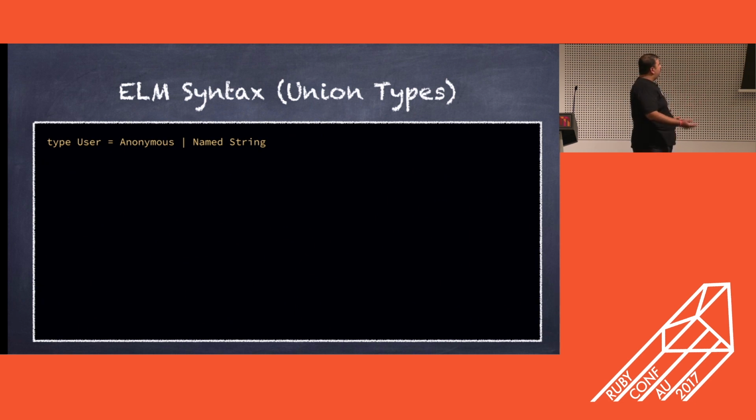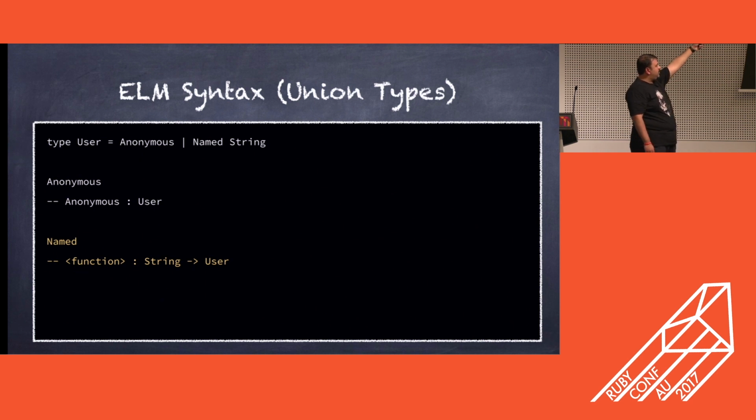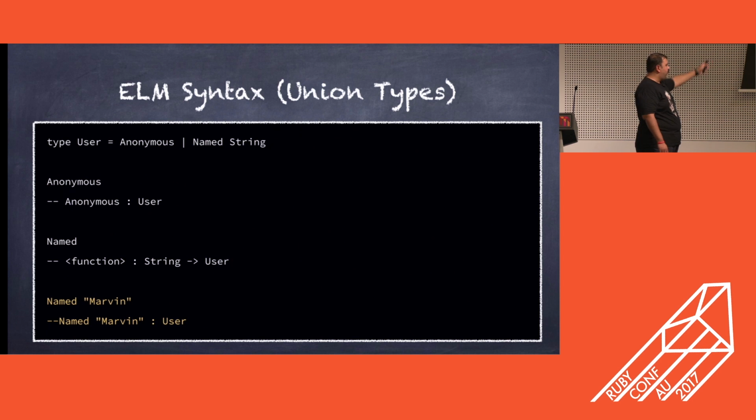What this gives you back is two constructor functions. One is anonymous, so you can use that to create a user, or you can use named, and it's basically a function because it has to take a string, so it returns you a function. So you can use named Marvin, and it will give you a user back. So user can only have two possibilities. Think of it as a box, right? And those boxes can only hold two kinds of values, and these are those particular values.